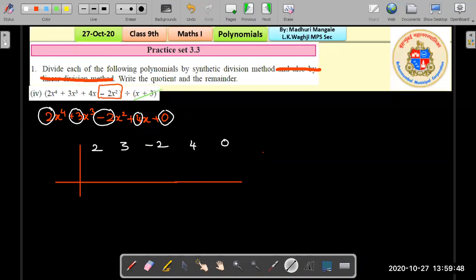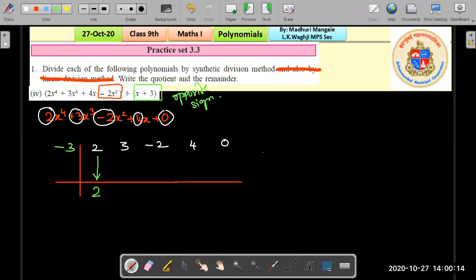We know the divisor here is x plus 3, but we have to use the opposite sign of the divisor. We are using the opposite sign. So plus 3 will become minus 3 here, and then we just continue with the normal process of synthetic division, that is, bring down this 2 and then multiply like this. Minus 3 will multiply with whatever number is at the bottom. So minus 3 times 2 is minus 6, and then you combine these two terms, it will be minus 3.